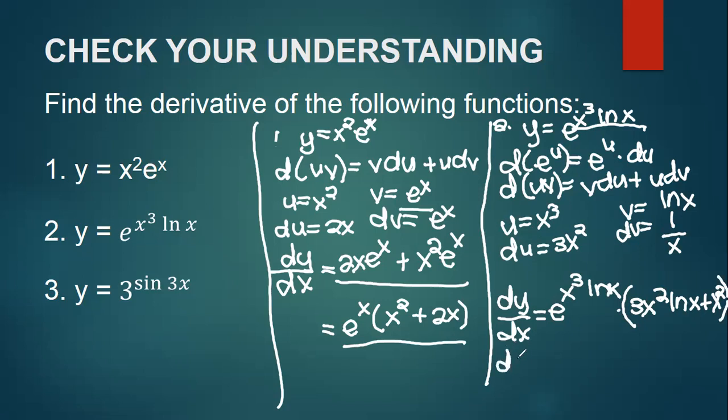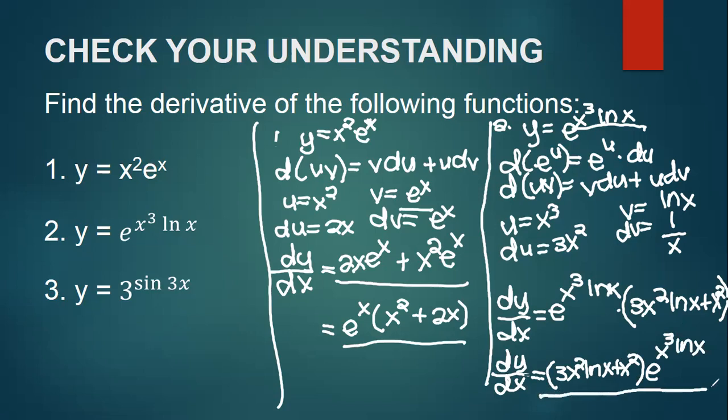Or this is simply equal to dy over dx, which is equal to, just place this in front, e raised to x cubed ln of x, times 3x squared ln of x plus x squared. Okay, this is the answer for number 2.